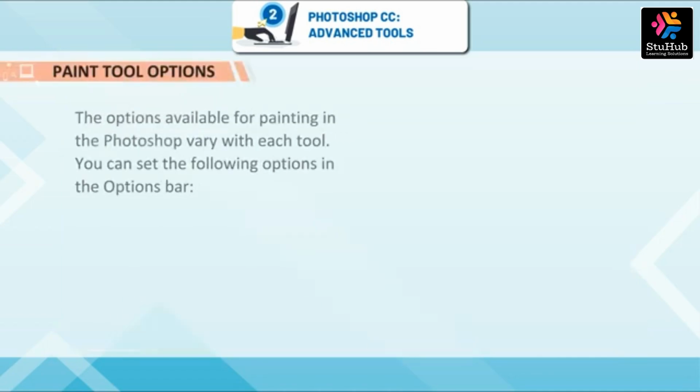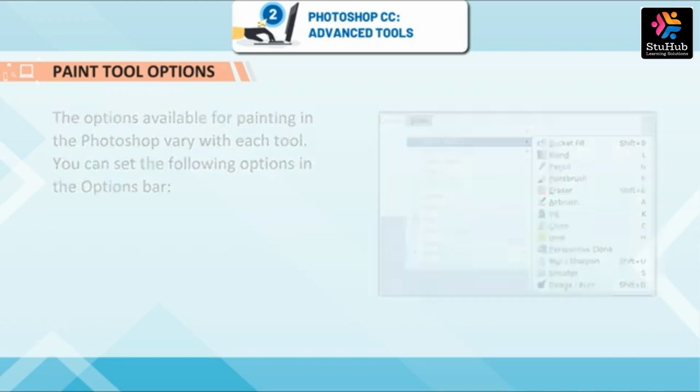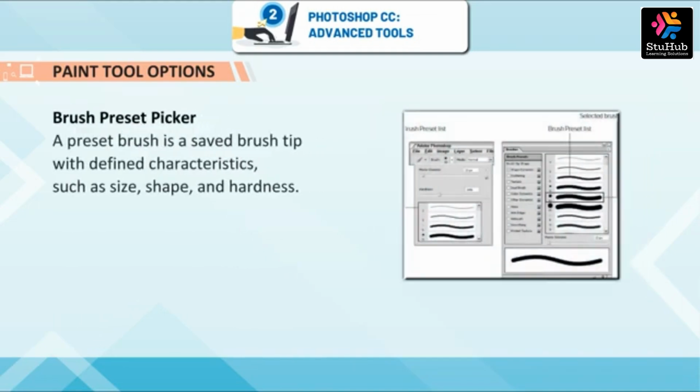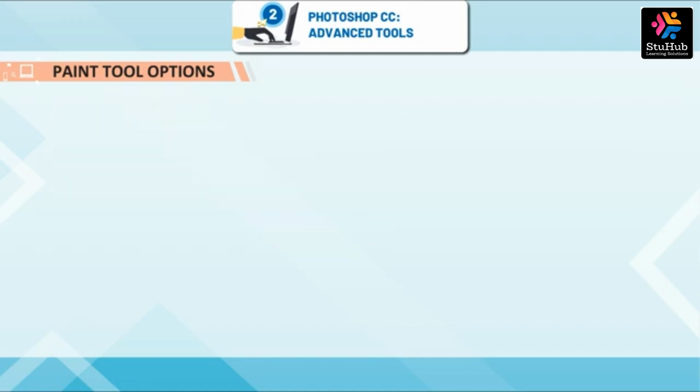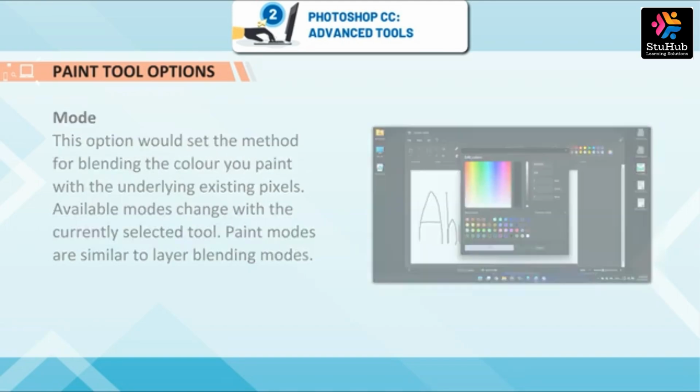Paint tool options. The options available for painting in Photoshop vary with each tool. You can set the following options in the options bar. Tools preset picker. This option lets you preset the settings for the specified tools. Brush preset picker. A preset brush is a saved brush tip with defined characteristics such as size, shape, and hardness. Mode. This option would set the method for blending the color you paint with the underlying existing pixels. Available modes change with the currently selected tool. Paint modes are similar to layer blending modes.